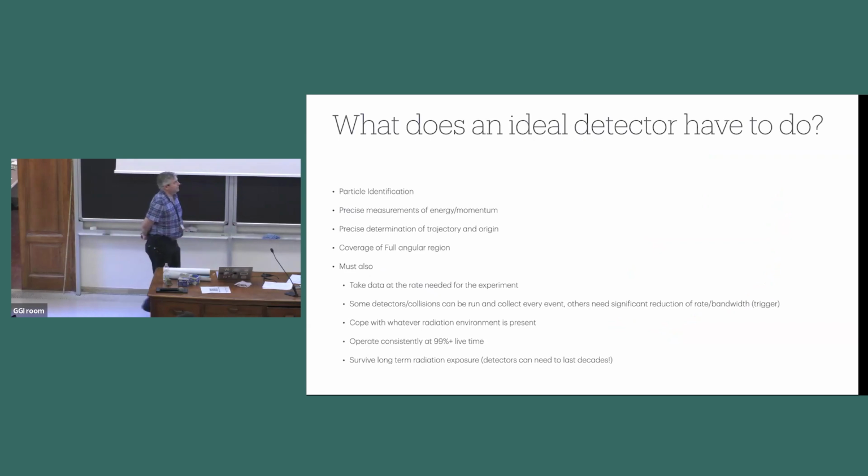So what would an ideal detector do? Well, we'd like to do particle identification. We'd like to know what type of particles we produced, whether it's a muon or a pion or an electron or any other particle. We'd like to make precision measurements of the energy and momentum of those particles. We'd like to determine the trajectory and origin, whether it came from the interaction vertex that we're interested in studying, so that we can say something about that fundamental interaction, or if it came from some other source.